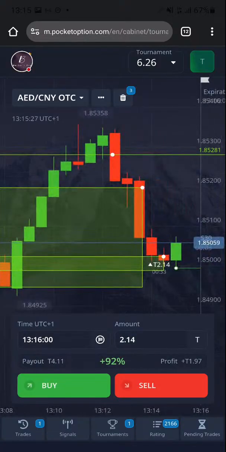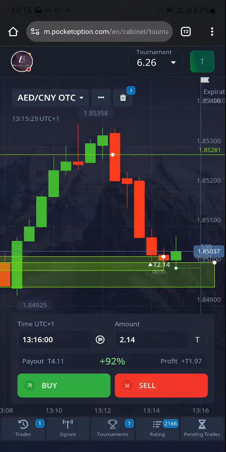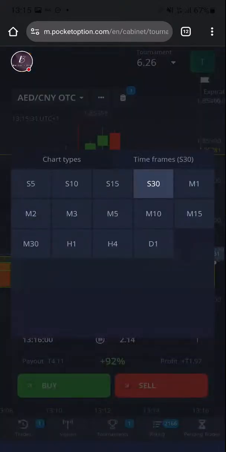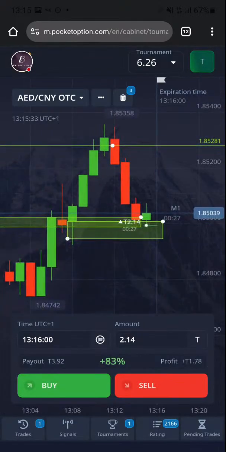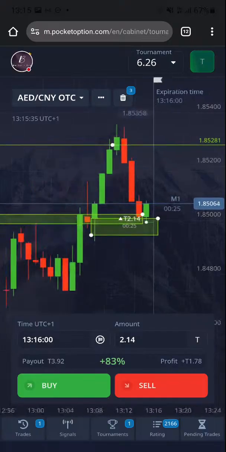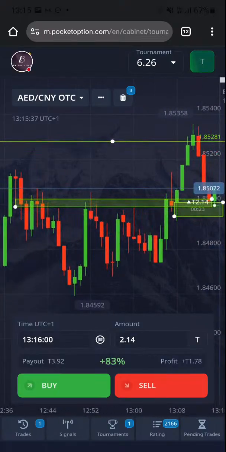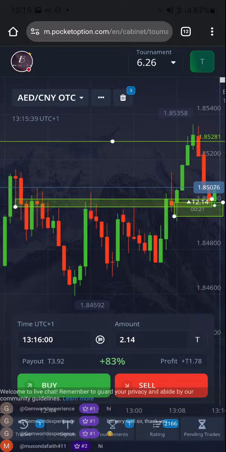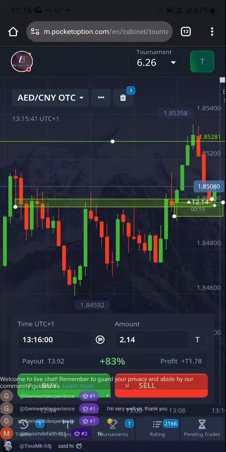You have to have good reasons to take your trades, regardless of whether you win or lose. You understand? Now, we have this area that the market has rejected off of.